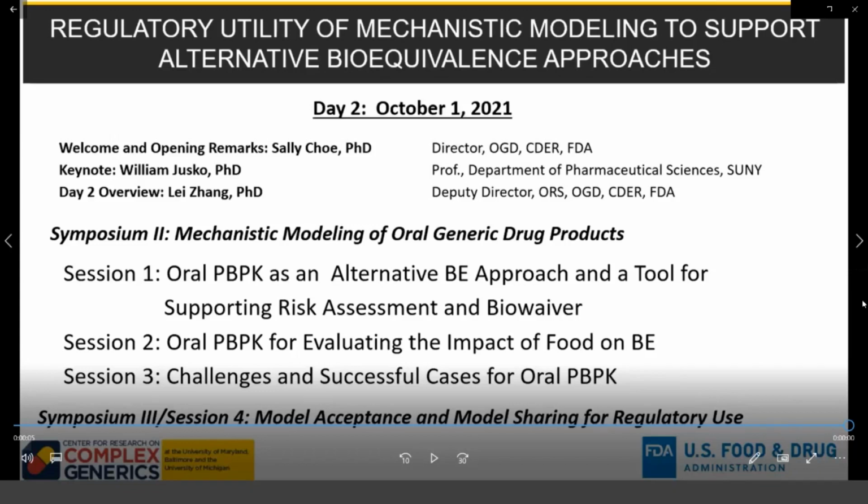Questions such as, can we have model master files, and who will be developing them, and who will be the host of those model master files? How can they be used or shared for drug development and regulatory assessment purposes? All these interesting topics or questions will be discussed and debated among regulatory and non-regulatory speakers and panelists today.